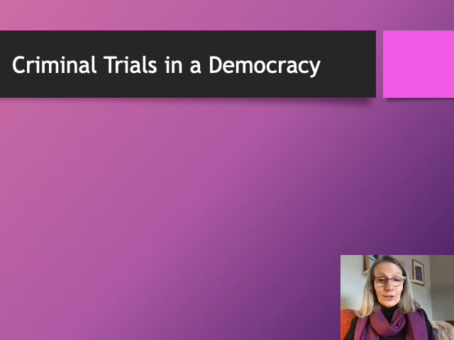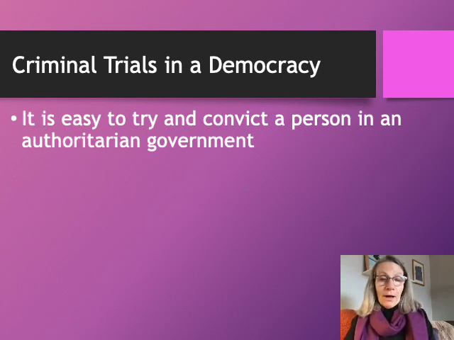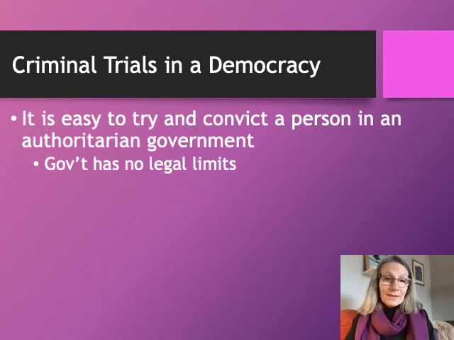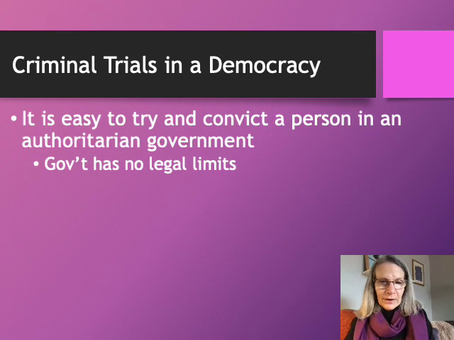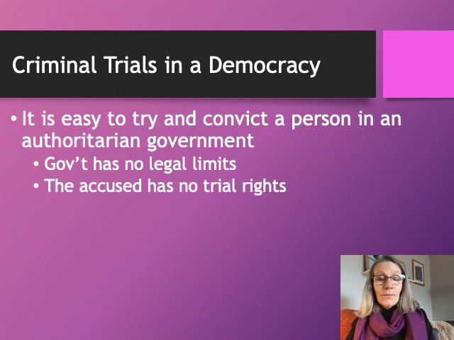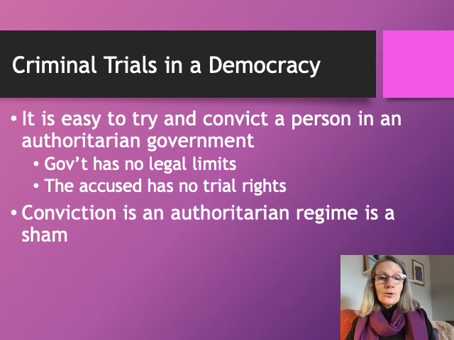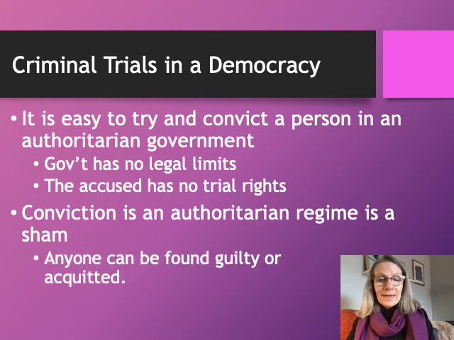So just as it's easy to do policing and to arrest people within an authoritarian regime, the same is true when it comes to convicting a person of a crime. It's easy to try and convict a person in an authoritarian regime or authoritarian style of government. And just to be clear, I think I've mentioned this before, but the authoritarian government is a type of government that has no real formal limits on their power. Okay, they basically do whatever they want. As it says there, in an authoritarian government, there are no legal limits on their power, and the accused has no trial rights. And so basically, when it comes to an authoritarian regime, conviction of somebody of a crime is basically a sham.